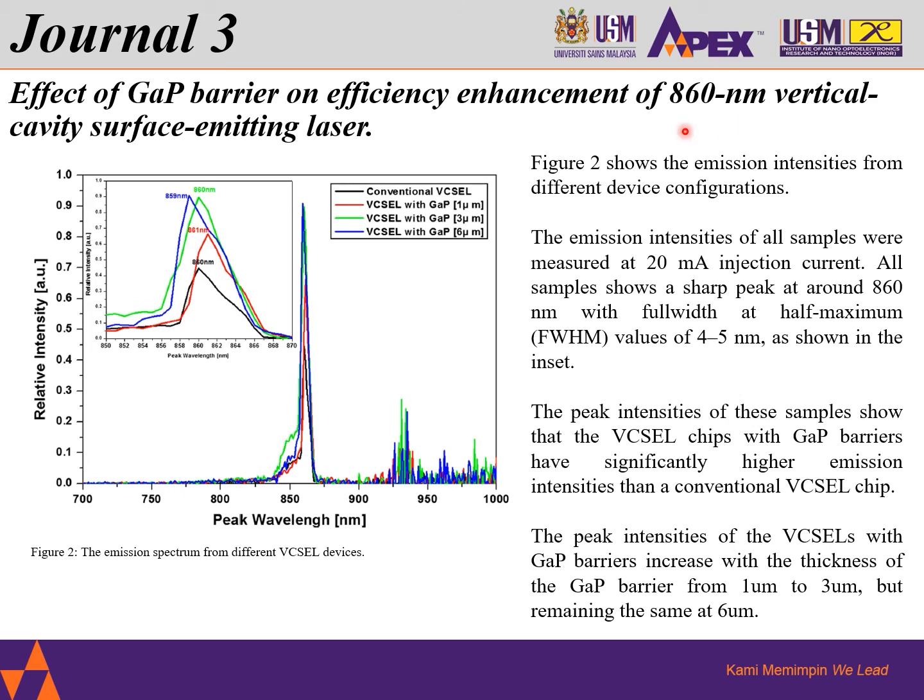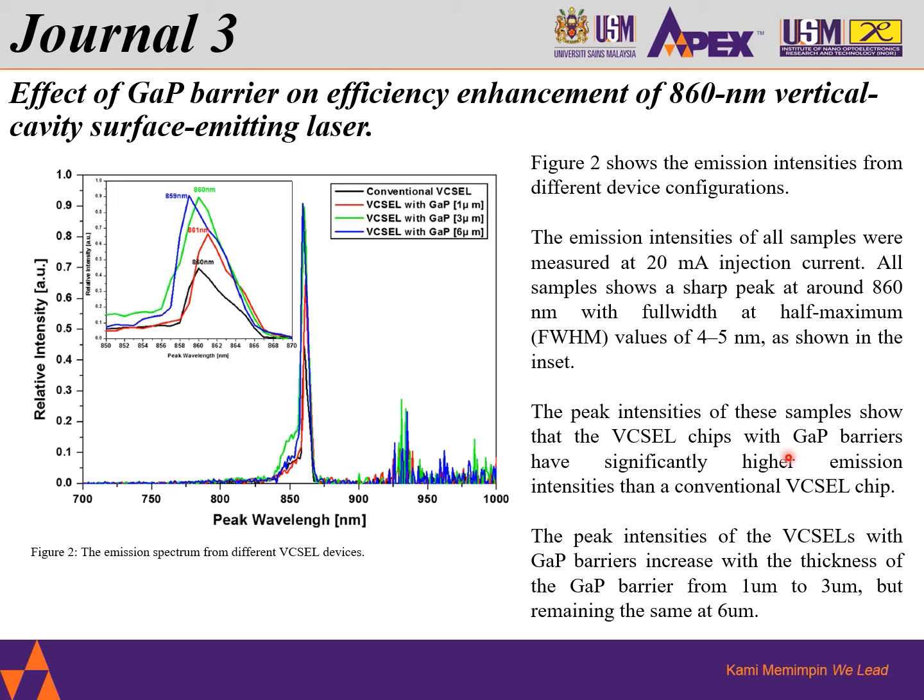Figure 2 shows the emission intensity from different device configurations. So the black color one is the conventional one. The red is the 1 micron thickness gallium phosphide, and green is 3, blue is 6 micron thickness. The emission intensity for all these samples is measured at 20 milliampere. And then the samples show a sharp peak at around 860 nanometer with a full width at half maximum of 4 to 5 nanometer.